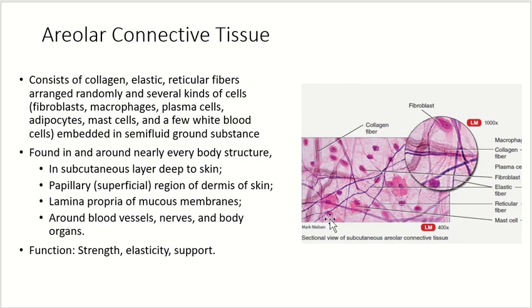So areolar connective tissue is going to be found in and around most of your body's structures. It's going to be found quite extensively in the subcutaneous layer of the skin, as well as in the lamina propria of various mucous membranes, as well as around blood vessels, nerves, and bodily organs. Functionally, these are going to provide strength and elasticity, as well as some support.